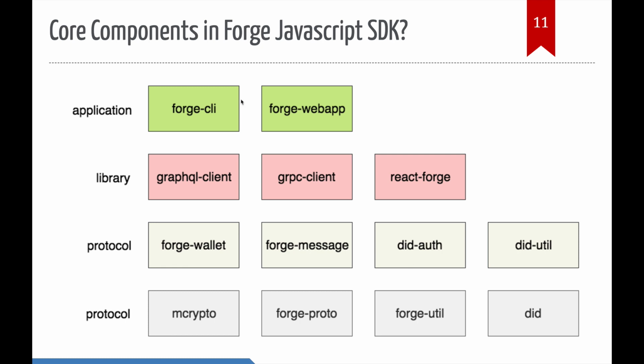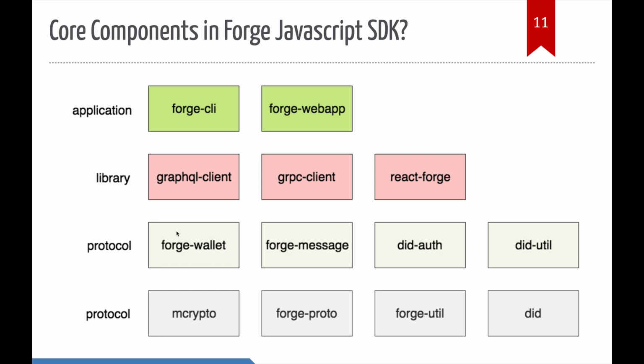Here is a brief overview of components included in Forge JavaScript SDK. From the bottom up, this layer is the most atomic layer of Forge JavaScript SDK, and the upper layer packages are built upon it. This layer includes basic protocols that are needed to make ABT Wallet and ABT Node work, such as crypto-related, message type-related, and DID-related packages.